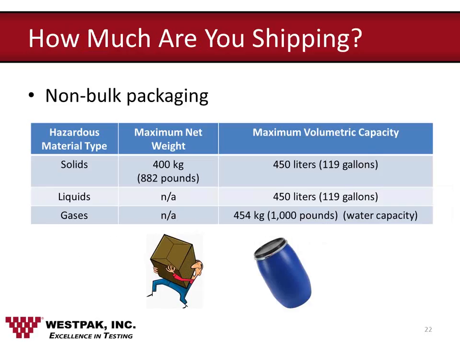So, still deciding on how much to ship. Well, for non-bulk packaging, the requirement for solids is that you must be equal to or less than 400 kilograms, and your maximum volumetric capacity must not exceed 450 liters. For liquids, you must not exceed a total of 450 liters in receptacle capacity. And for gases, you also cannot exceed a total of 454 kilograms of water capacity of the receptacle itself.